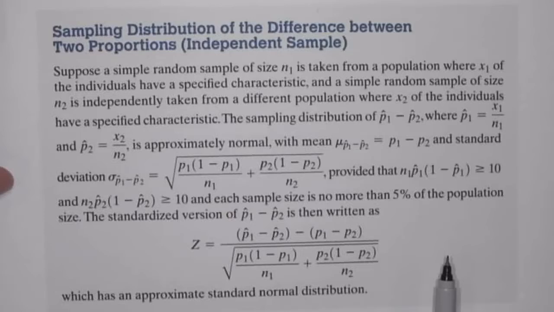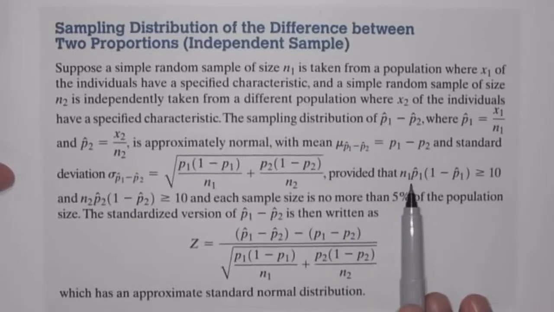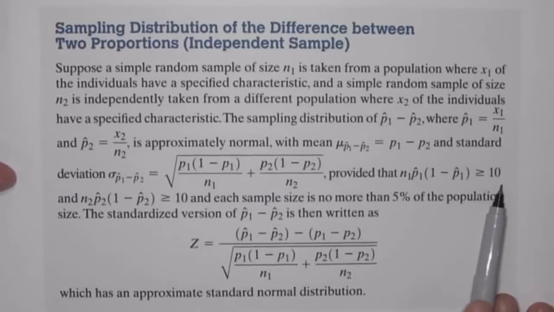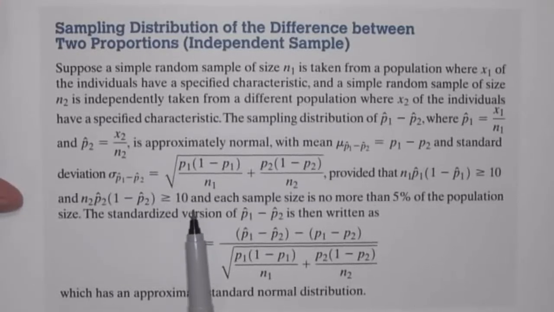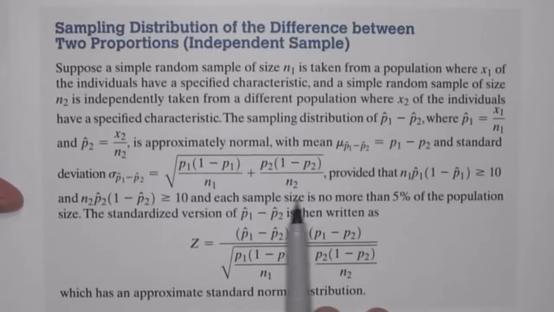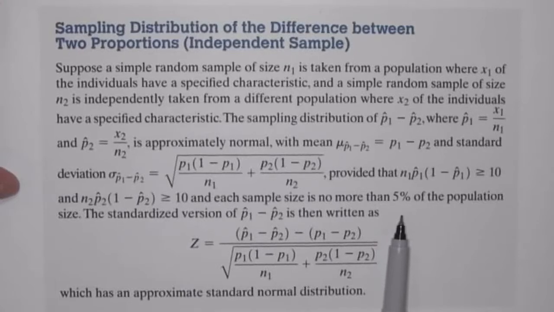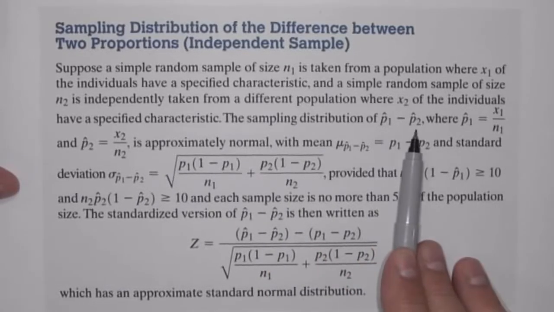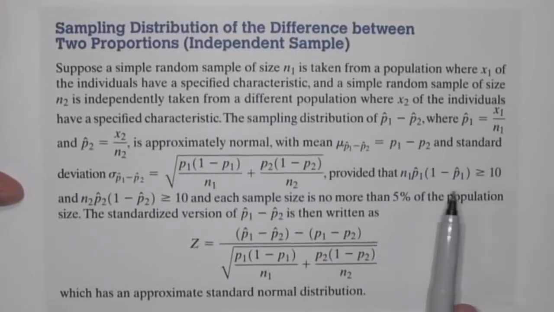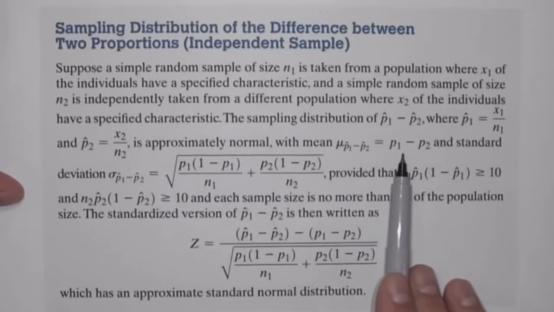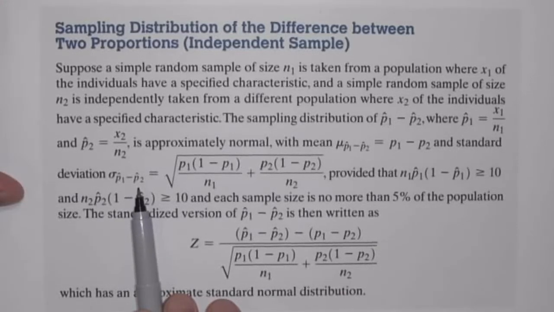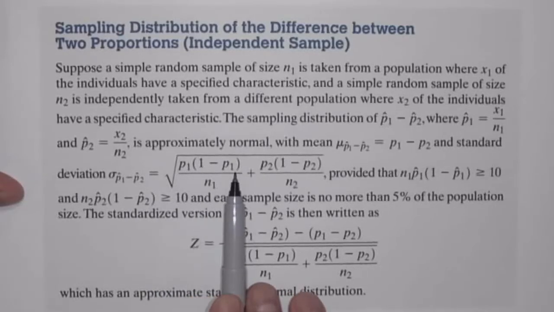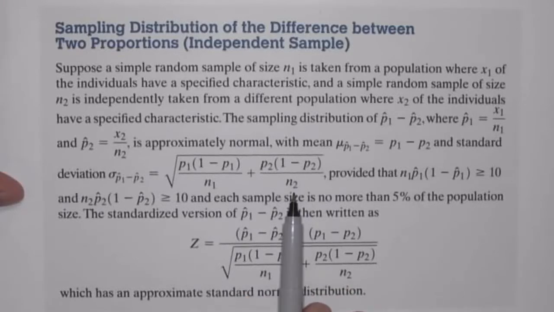So the point here is that as long as our conditions are met, as long as n1 times p hat 1 times 1 minus p hat 1 is greater than or equal to 10, and as long as n2 times p hat 2 times 1 minus p hat 2 is greater than or equal to 10, and as long as we have independence within each sample, so again the sample size can't be more than 5% of the population size for either sample, then the sampling distribution of p hat 1 minus p hat 2 will be approximately normal, and the mean of that distribution will be p1 minus p2, and the standard deviation will be the square root of p1 times 1 minus p1 over n1 plus p2 times 1 minus p2 over n2.